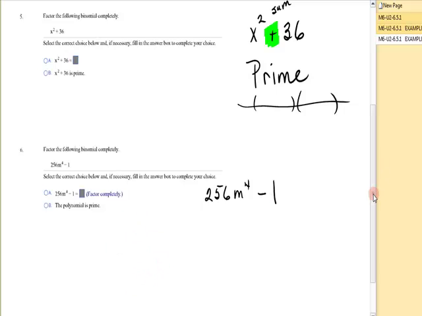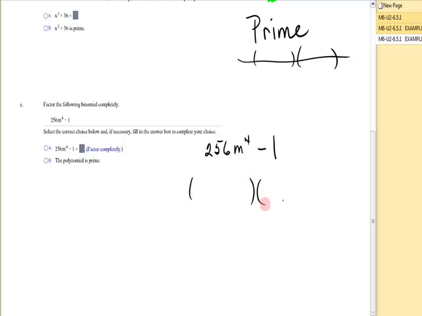So this one is a little bit more challenging. The higher power and the fact that 256 is a large number. This is the difference of squares. So I'll put 1 plus and 1 minus. The square root of 256 was 16. The square root of m to the 4th would be m to the 2nd, because m to the 2nd times m to the 2nd adds to m to the 4th. Then I have 1s. Now, here's what's especially unique about this problem. This factor is the sum of squares, which is prime, which means it's a finished prime factor.